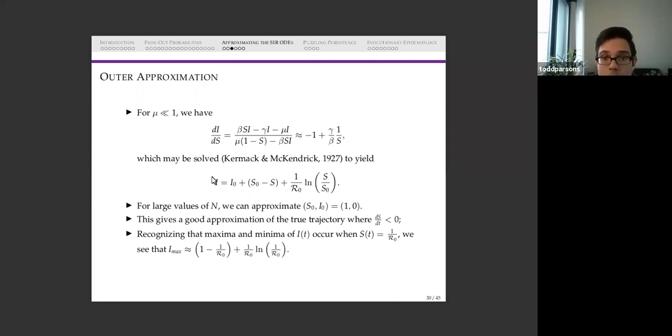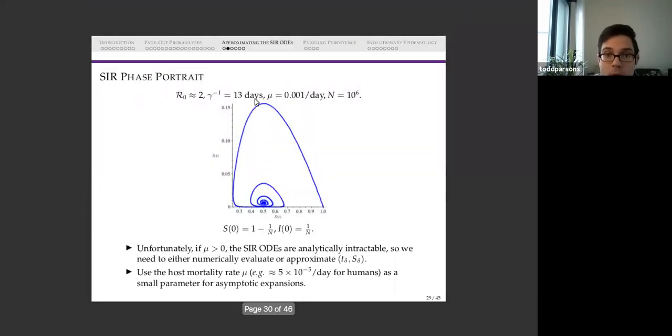This is in the original Kermack and McKendrick paper: we can get an approximation for the number of infected individuals as a function of the number of susceptibles. Again, for large values of N, we take this as our initial condition. This holds provided that we're not in the realm where the number of susceptibles is increasing again at the end of an epidemic. In these equations I've shown you, the number of susceptibles is constantly decreasing, and so it eventually hits zero.